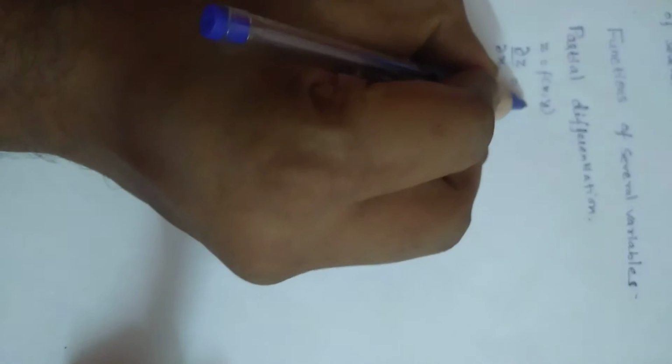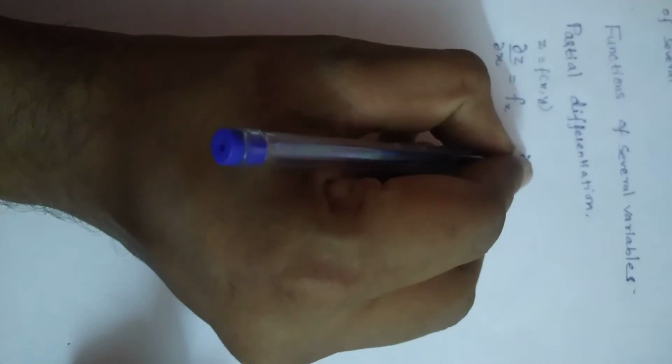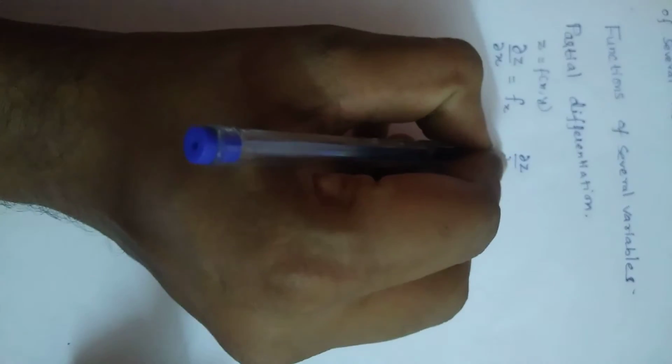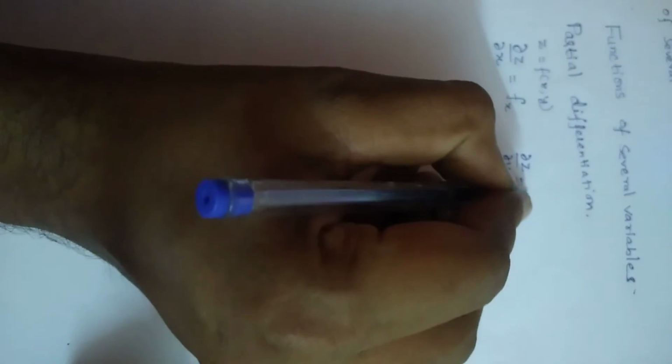This is simply denoted as the function f_x. f_x means partial differentiation of the function with respect to x. In the same way, partial differentiation with respect to y may be denoted as f_y. This is the first order differentiation, and now the second order differentiation.